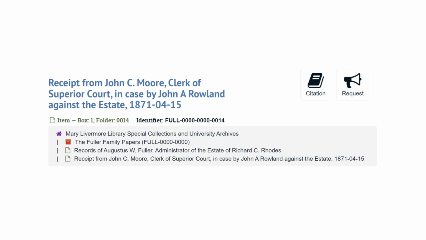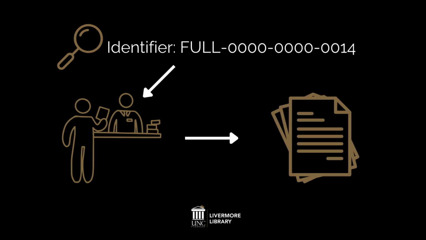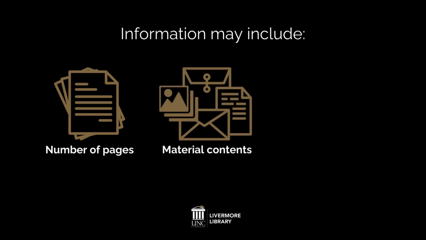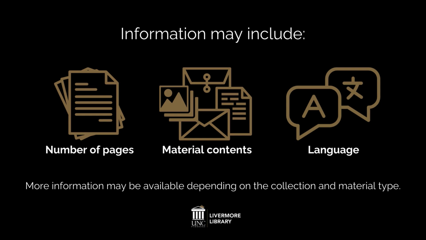At the top, you can view the title and date. Underneath that, you'll see the location of the item, Box 1, Folder 14. It also has an identifier number. You can provide this information to the archivist, and they can easily pull the item for your research. You'll also see other information, such as how many pages the item is, if it contains graphic materials, the language, and more, depending on the collection and material type.